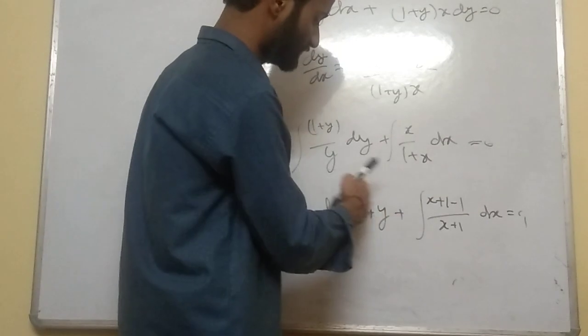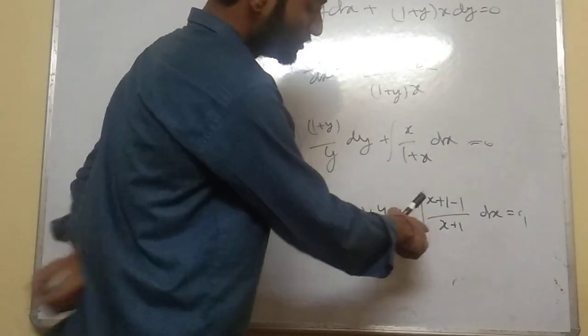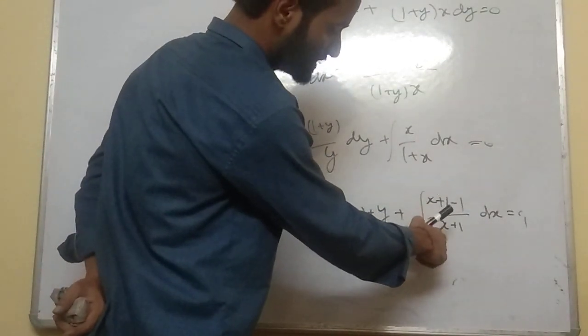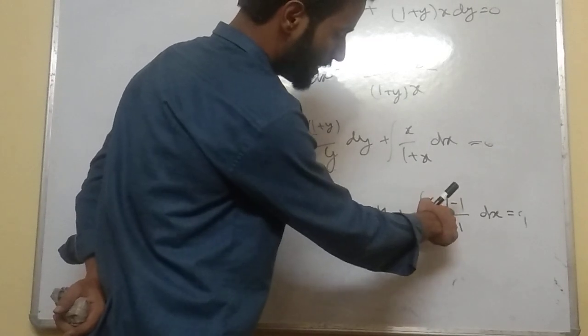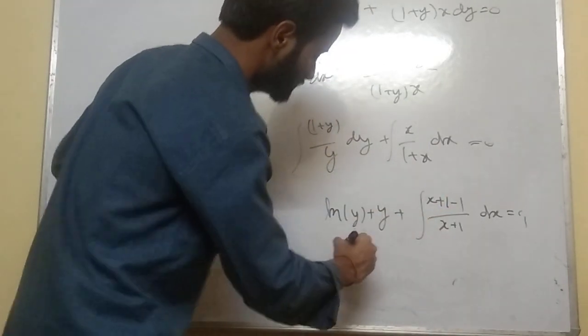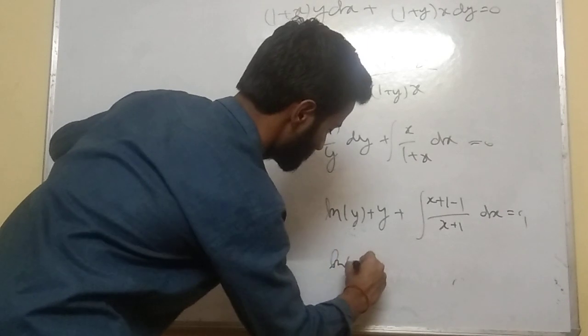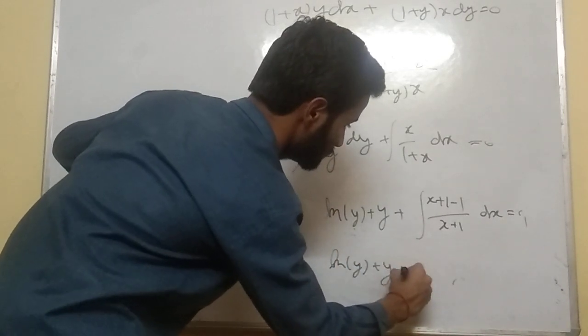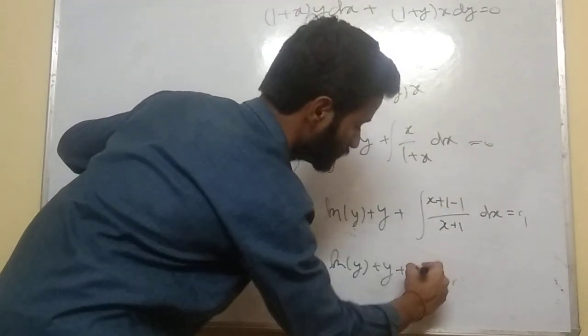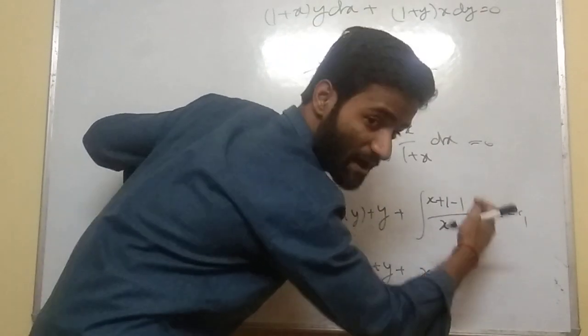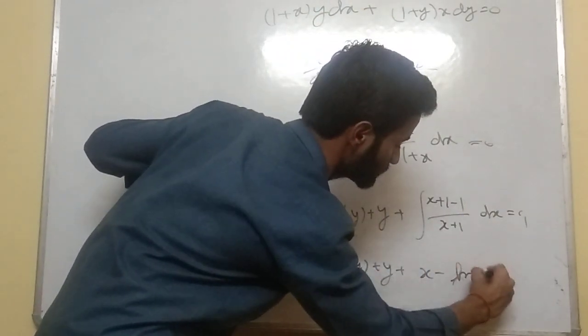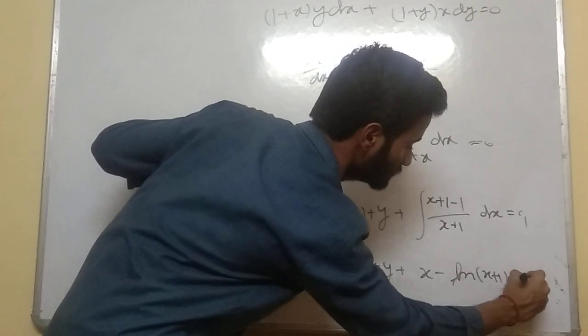C1 is coming because of this integration. Now you can divide by x plus 1. So this will become 1 minus 1 upon x plus 1. So this will be ln y plus y, plus x minus ln (x plus 1), is equal to c.